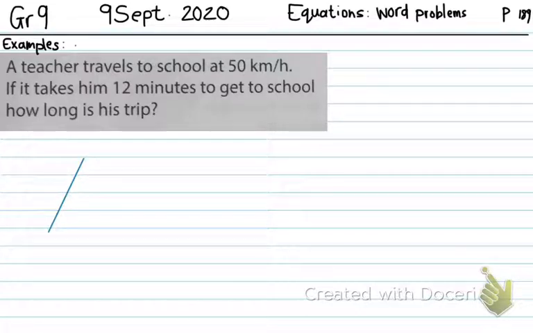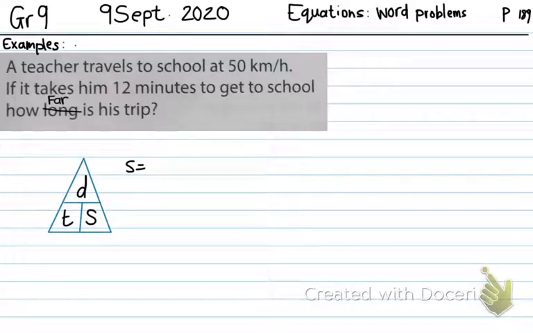A teacher travels to school at 50 kilometers per hour. If it takes him 12 minutes to get to school, how long is his trip? That is supposed to be how far is his trip. Please correct that in your textbook as well. Okay, so we have to get the distance. So now you remember this triangle, the time, distance, and speed triangle.